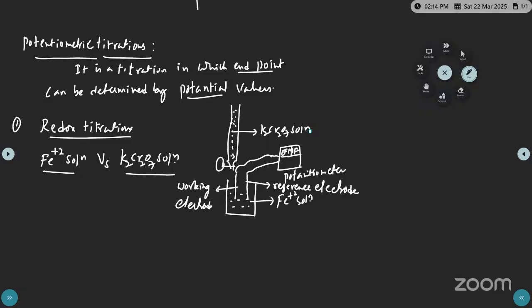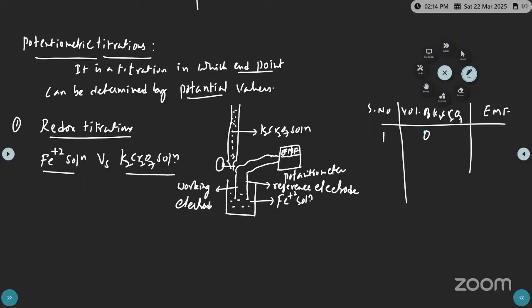So here the table is like this: serial number, volume of K2Cr2O7, and EMF. At 0 ml, note down the EMF. The initial EMF is, for example, 300 volts. By adding potassium dichromate, the EMF values gradually change, for example 290, and like that.